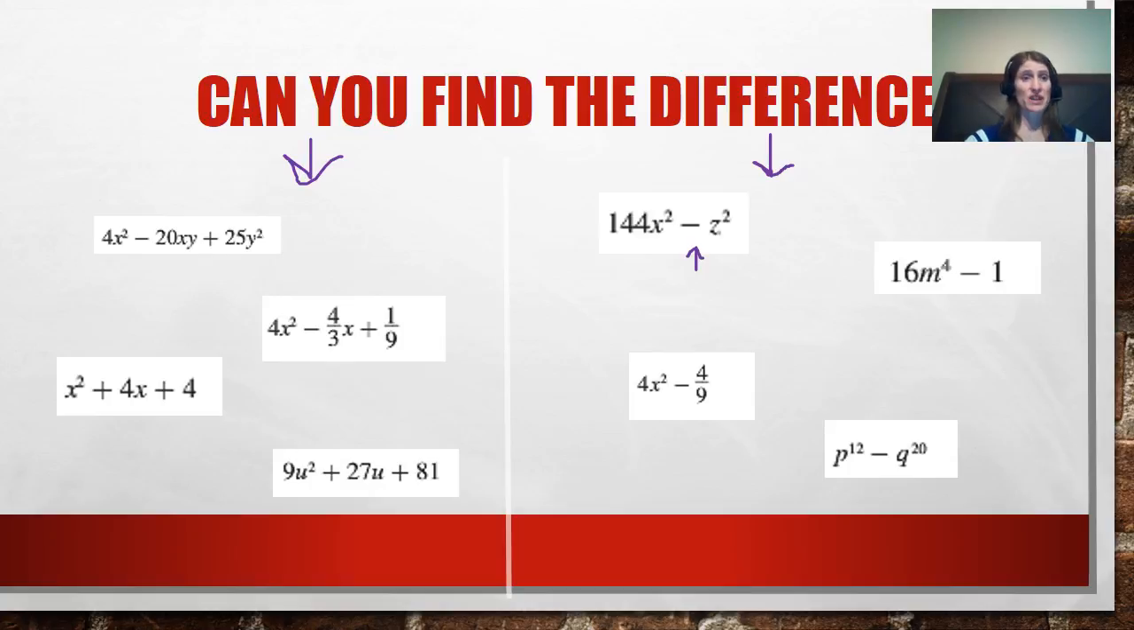What I want you to understand and take from this is that the left-hand side, those are what we've been doing. Those are perfect square trinomials, okay? The right-hand side, these are actually called difference of squares. And that's what we're going to do next, okay?